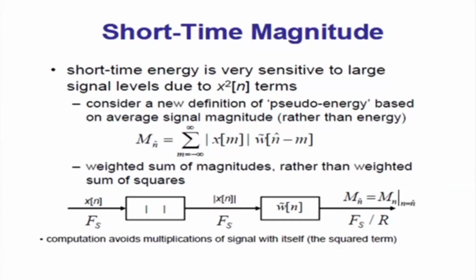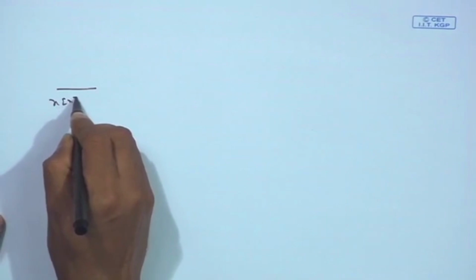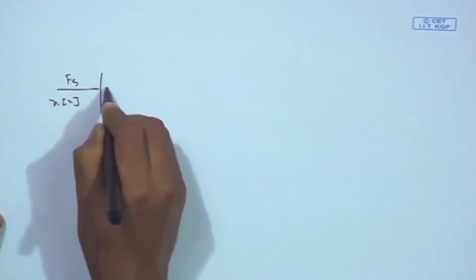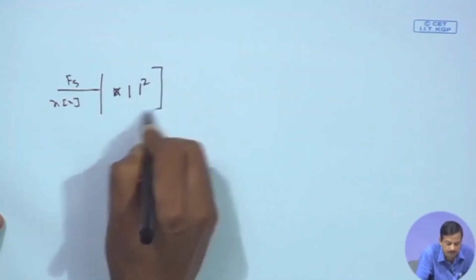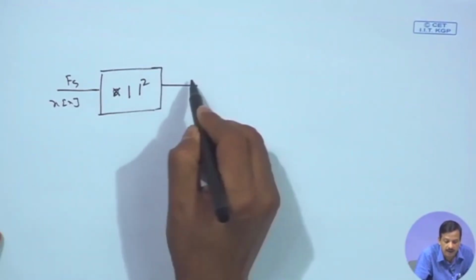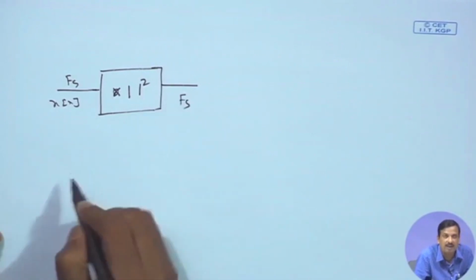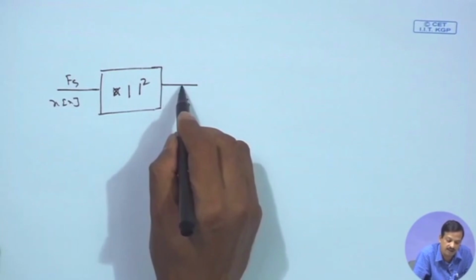Now, if I draw this diagram, what is the diagram? Here is x[n], this is fs. If it is energy, then this function is square. So, if it is short term energy, then I can find it out. Let us say this is my signal x[n], whose sampling frequency is fs. The operator is square. I take the signal square, then I pass the signal. So, every sample is squared, and the rate is still fs.